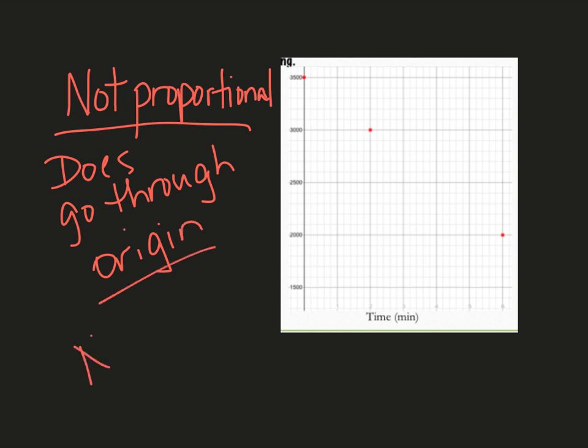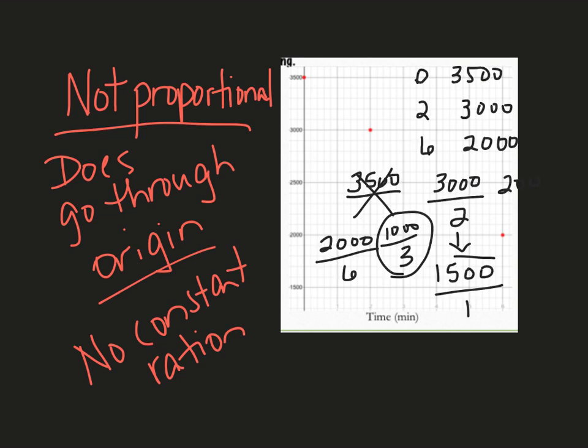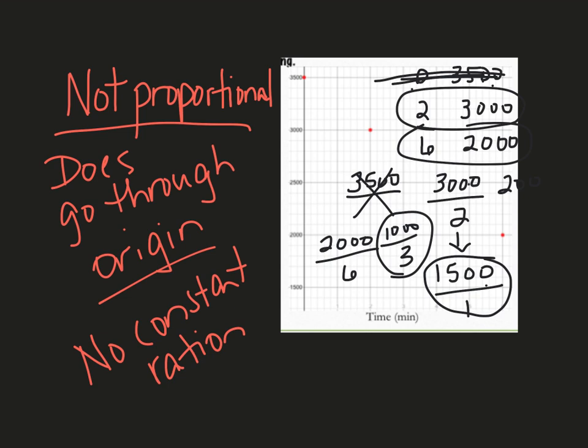And then we also know that there's no constant ratio. Well, there might be a constant ratio. It can't be proportional if it's not linear. Let's see if it has a constant ratio. Okay, just wanted to show you that we can't divide 3,500 by 0. It's undefined. We'll learn about that later. And so then I just looked at these two. And 3,000 divided by 2 is 1,500 to 1. But when I did the division here, it came out to 1,000/3. So it does not have a constant ratio.